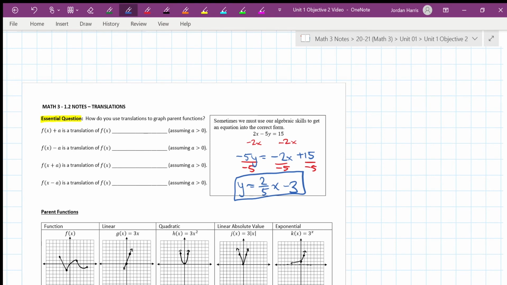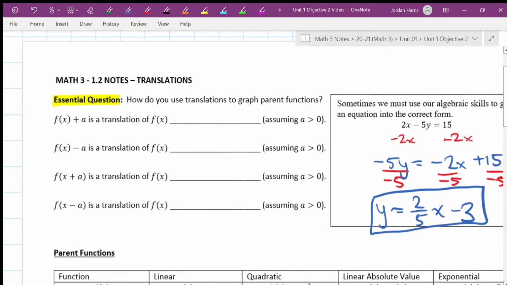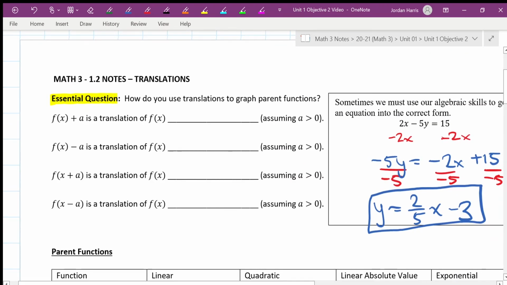Okay. So next, we're going to talk about our shifts. We have 4 shifts. We have up, down, left, and right. So if you have your function, and at the end is plus a, that would be up a. So a represents some number. It could be 10, it could be 12, whatever it is. If it's minus, so it's the function, and at the very end minus a, that is down a.